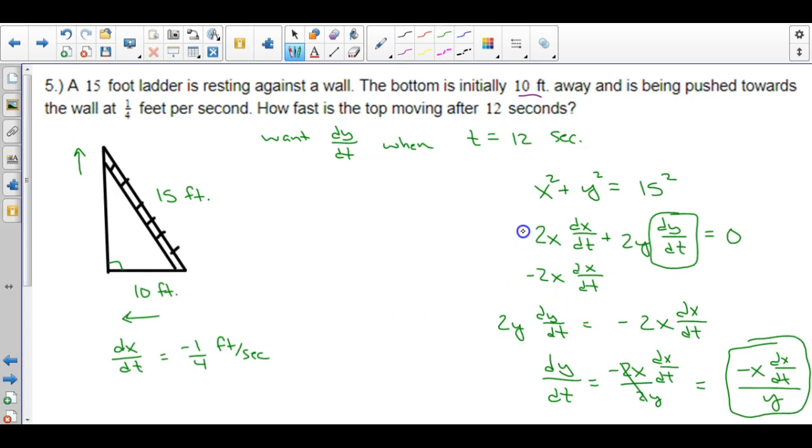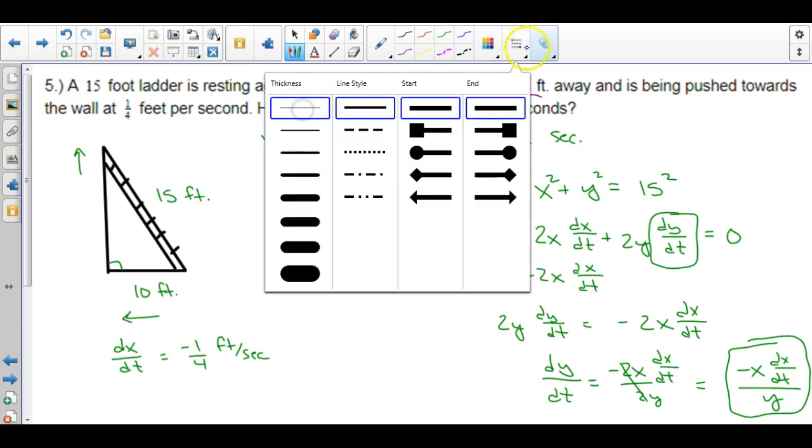Unfortunately, we just do not have enough stuff. We know that my dx/dt is negative 1/4. Great, glorious. However, we don't know what the x value is after this ladder has already moved 12 seconds later. We don't know what the y value is. We don't know how high this ladder is up the wall after 12 seconds. So we're going to need to figure those values out.